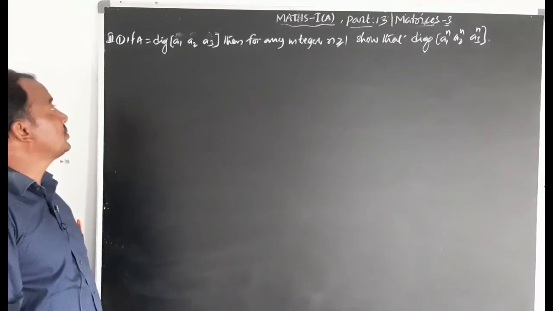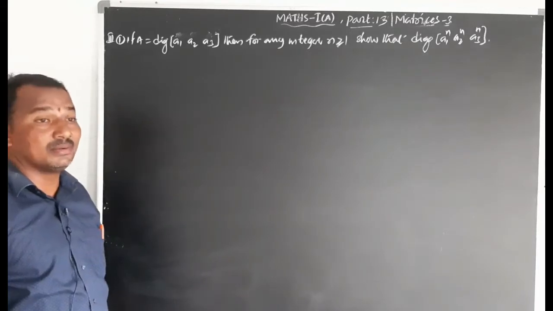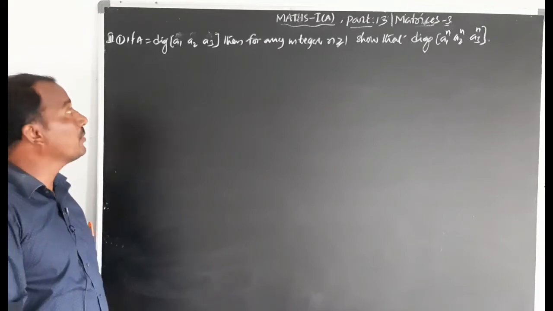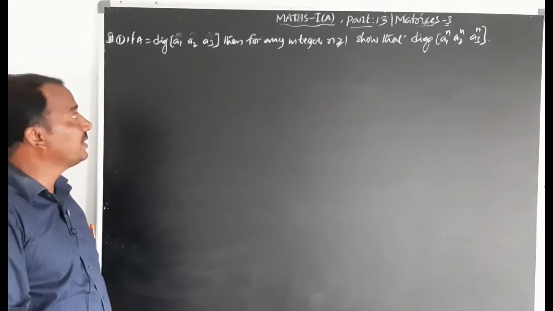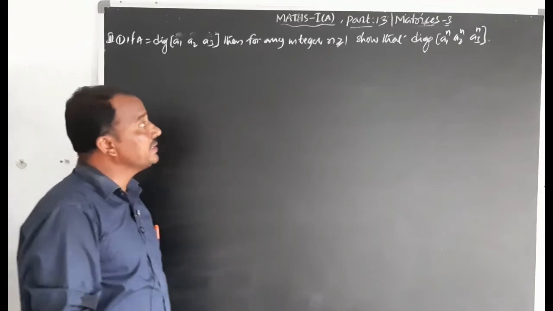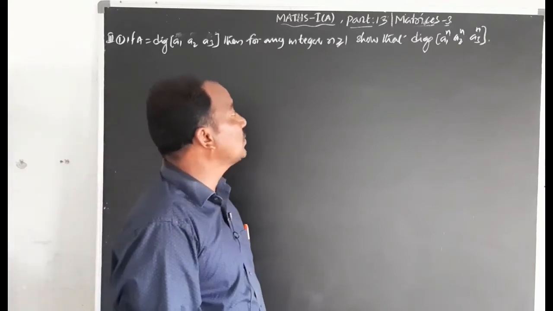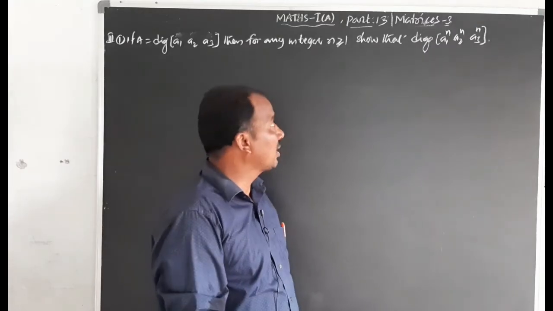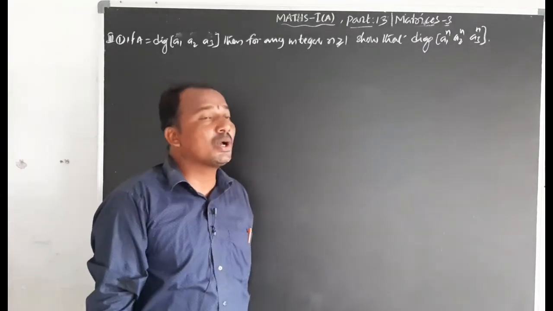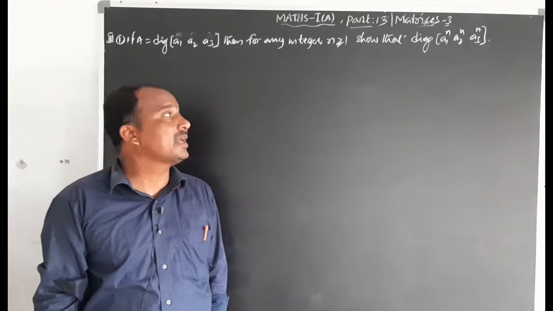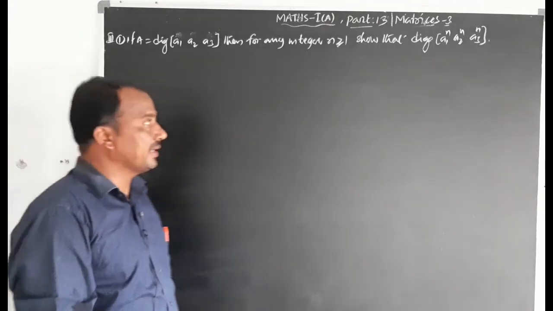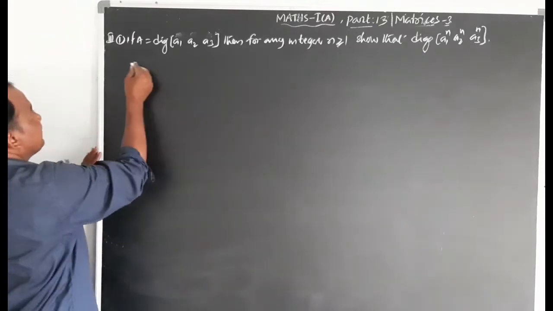If A equals diagonal of A1, A2, A3, then for any integer n greater than or equal to 1, show that A to the power n equals diagonal of A1 power n, A2 power n, A3 power n.